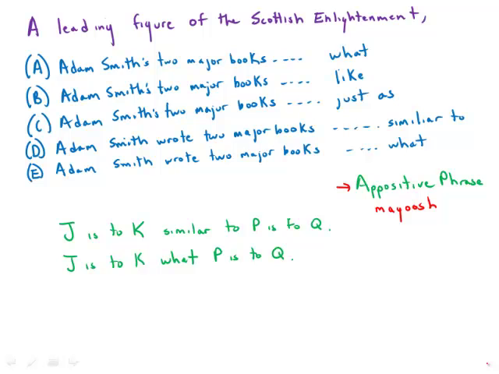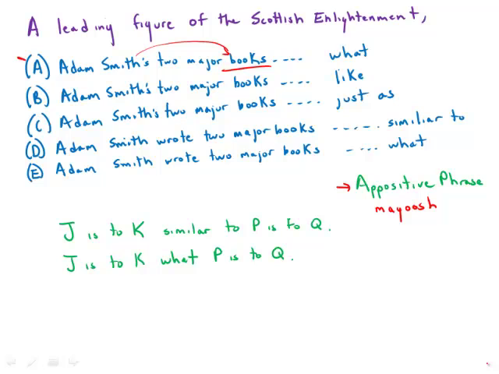So an appositive phrase at the beginning of the sentence always modifies the subject. So "a leading figure of the Scottish Enlightenment," clearly that should be referring to Adam Smith, but the subject of the sentence in the first three is books, Adam Smith's two major books. So Adam Smith is in the possessive, it's a modifier. The real subject is books. And of course, leading figure of the Scottish Enlightenment cannot refer to books.